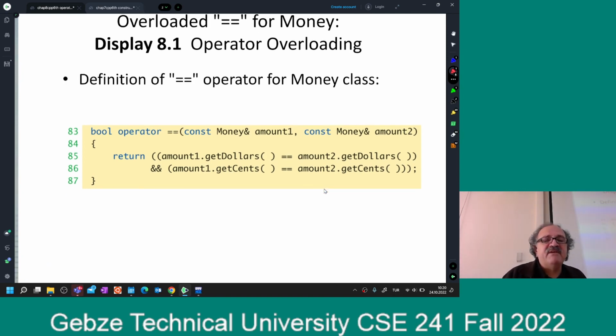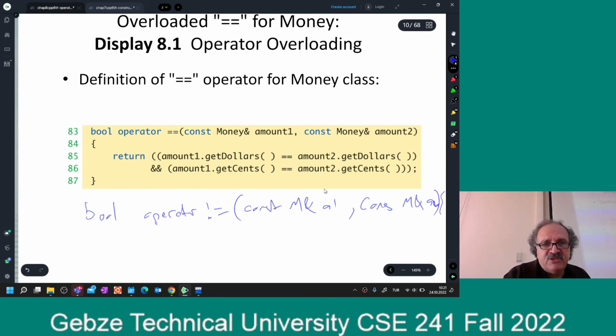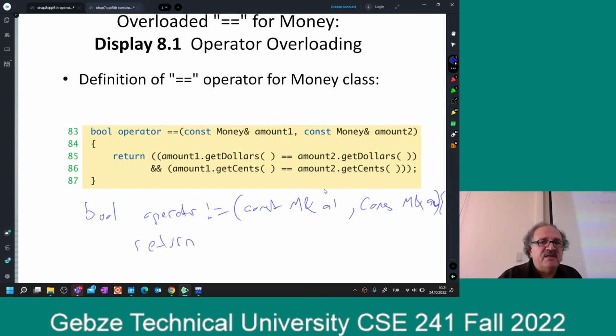Then it is very easy to implement the not equal to operator. You just do this. Return Boolean. Operator not equal to, and it will take a const money object A1 and const money object A2. And I will just say return just the opposite of what the equal to returns.